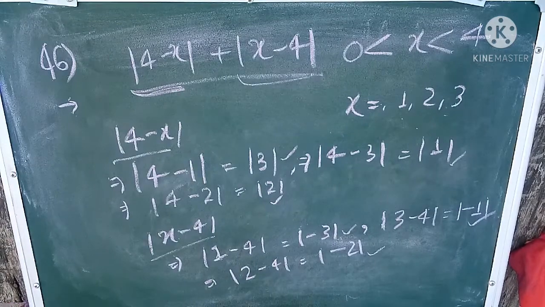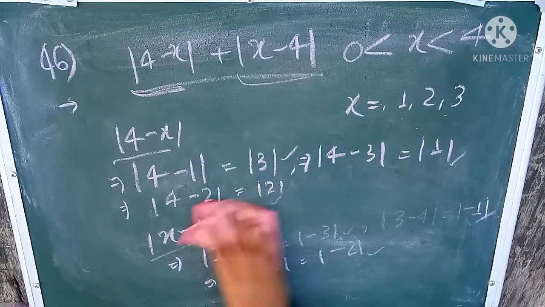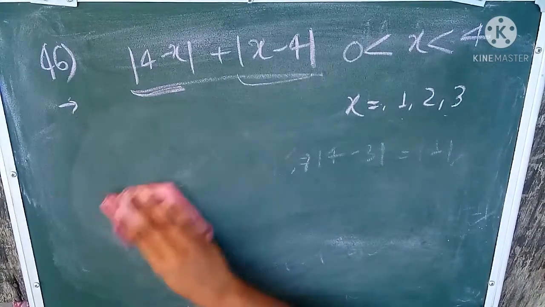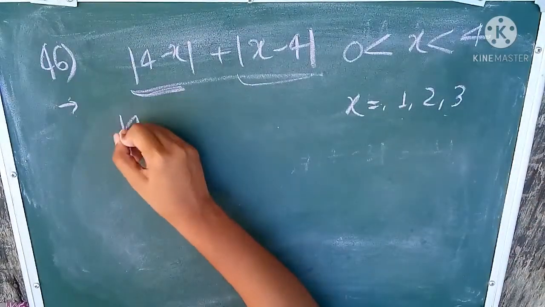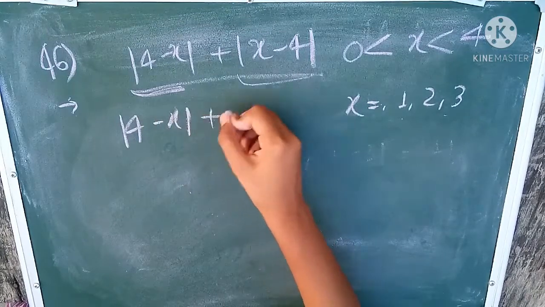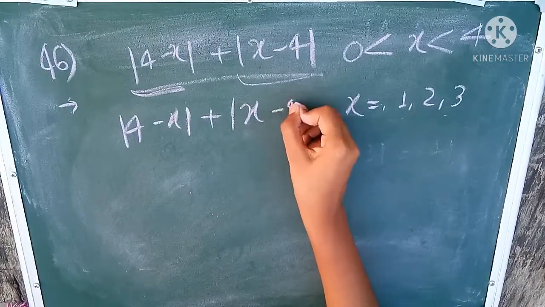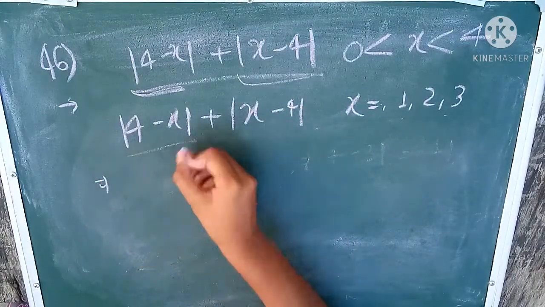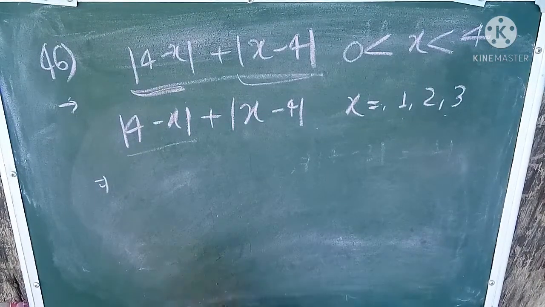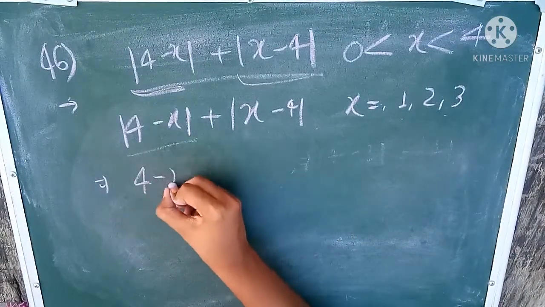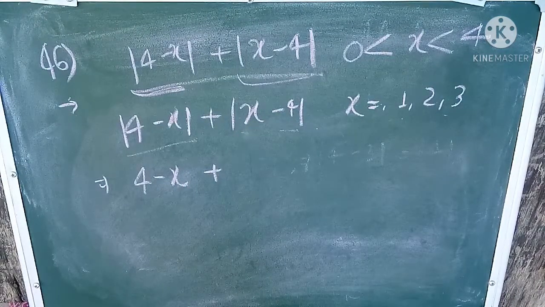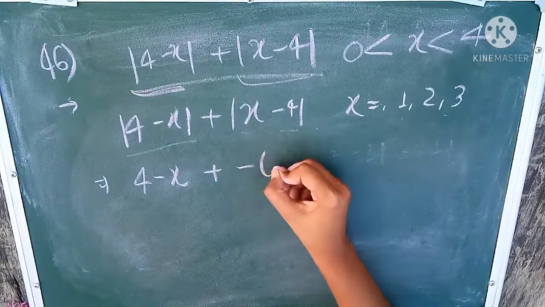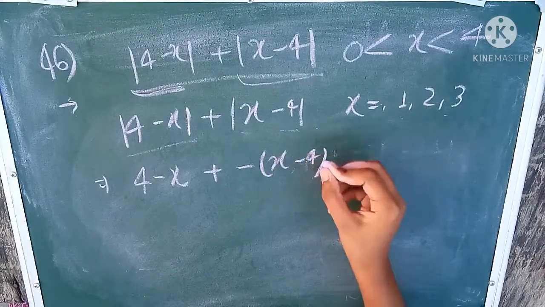So with this conclusion we can say that we have mod of 4 minus x plus mod of x minus 4. All the values for x in the first term are positive, so it will be as it is, 4 minus x. But here we have all negative results for the value of x in the second term, so we can write it as minus x minus 4.